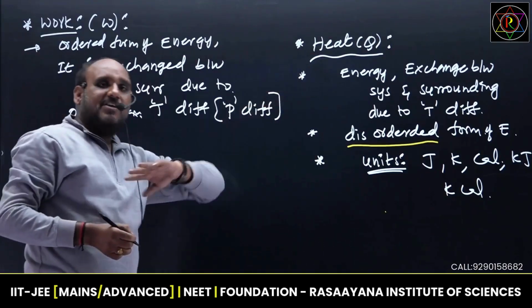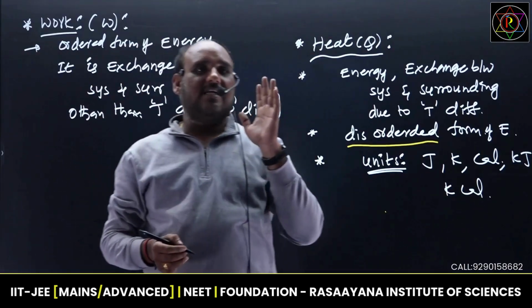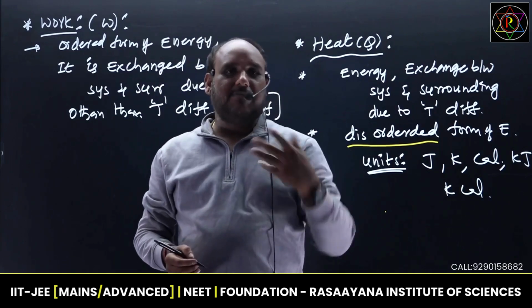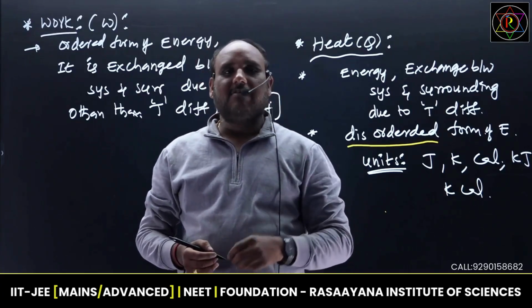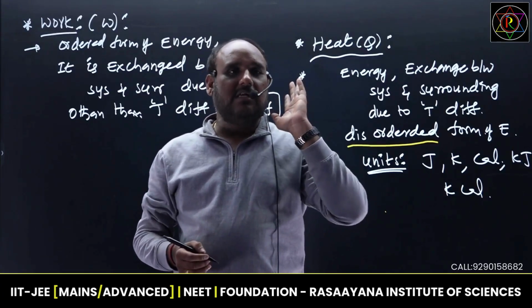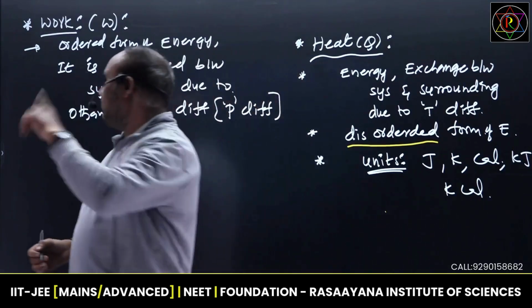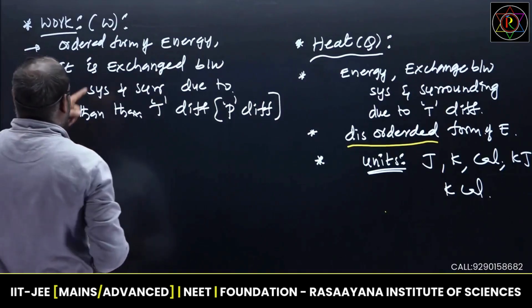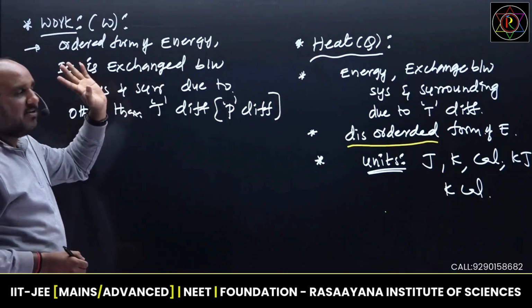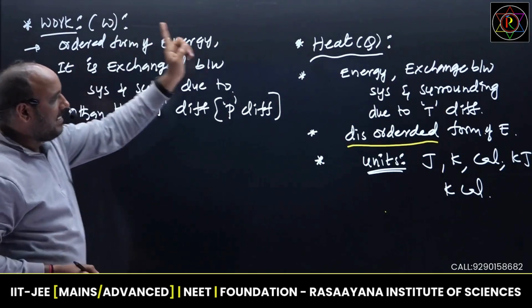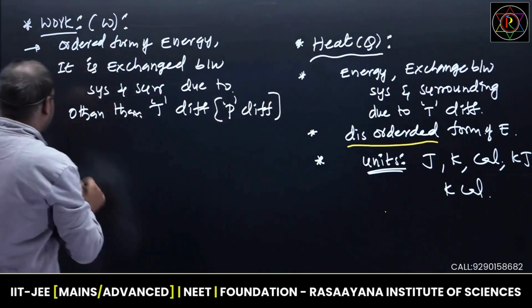If only a temperature difference is there, we consider it heat energy. If any other parameter is affected, we consider it work, particularly in the case of pressure. If a pressure difference is there, we call it work. Work is an ordered form of energy. Heat is a disordered form of energy, right?